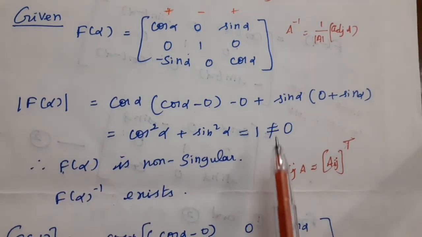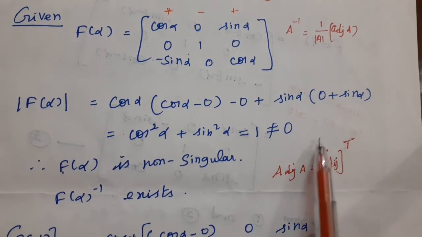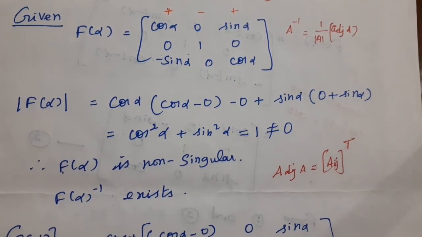Afterwards we are going to find the adjoint of A. So what is adjoint of A? Adjoint of A is the transpose of the cofactors Aij. So write, what is f of alpha? Here what do we have to write?